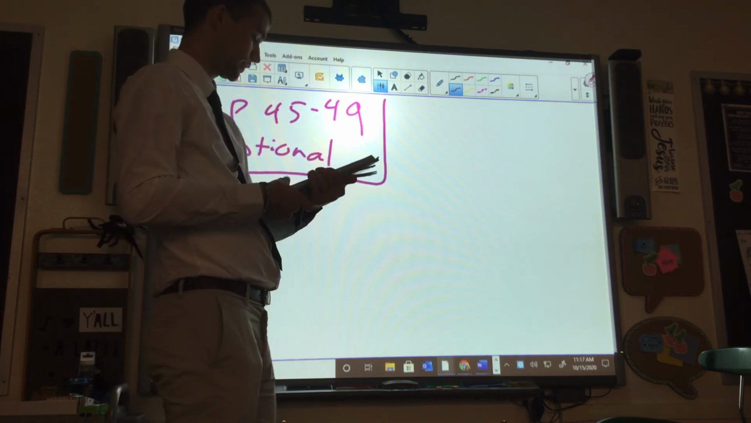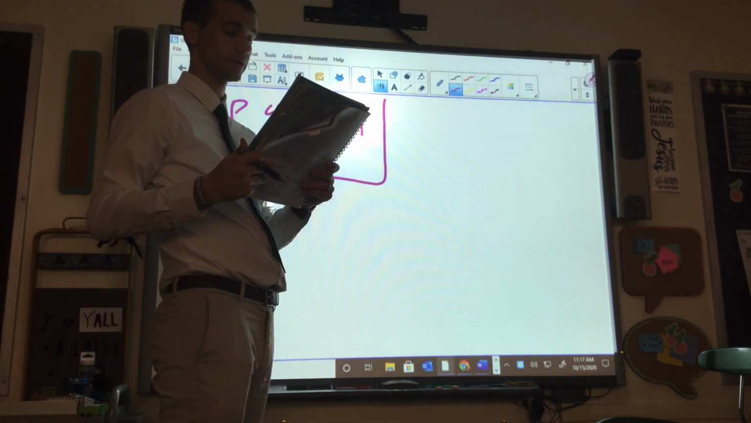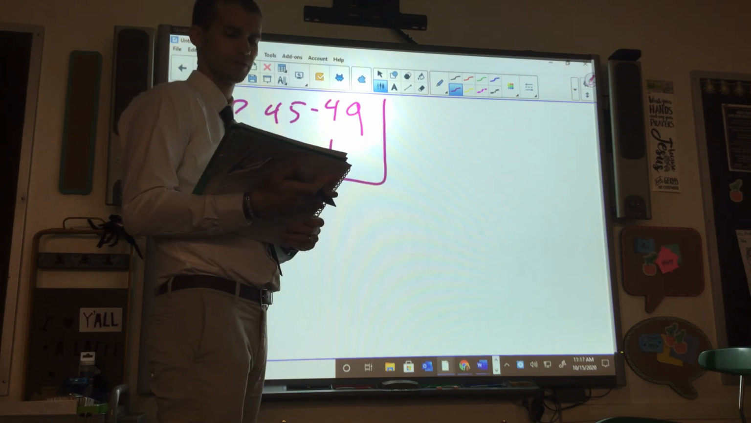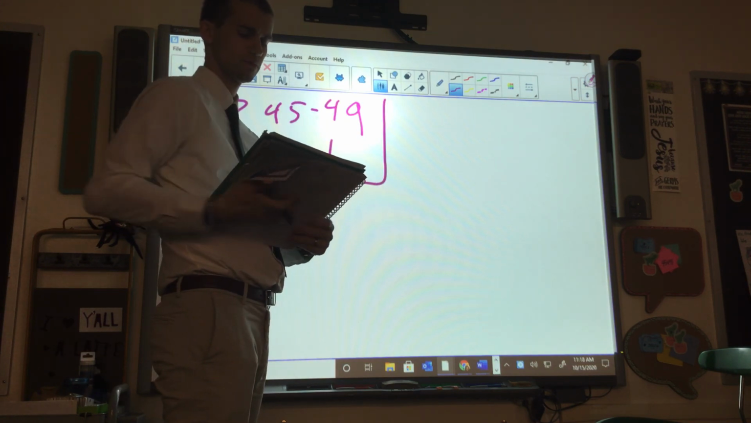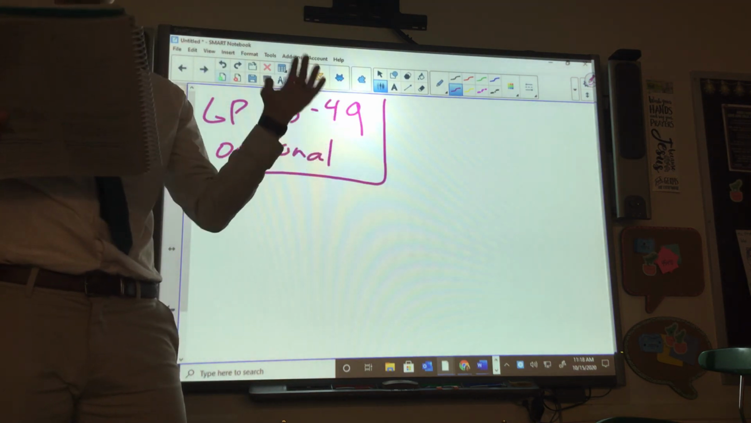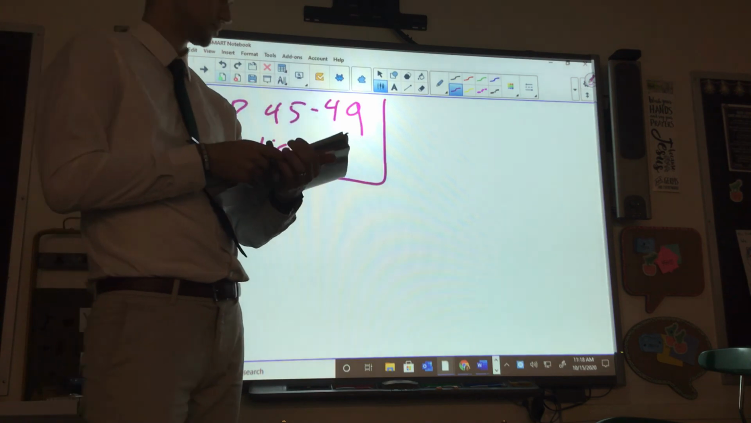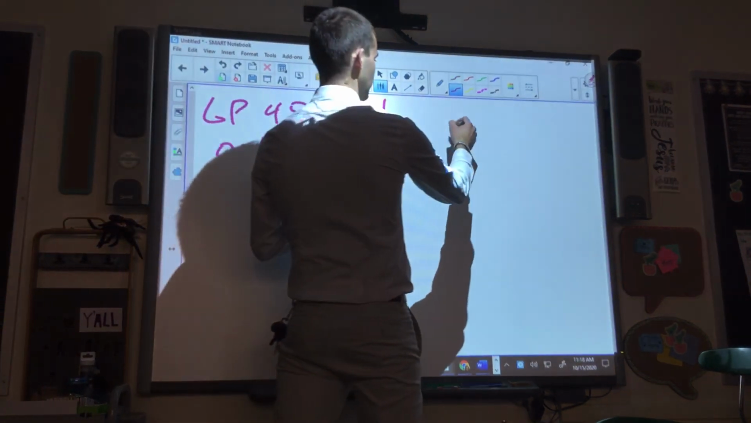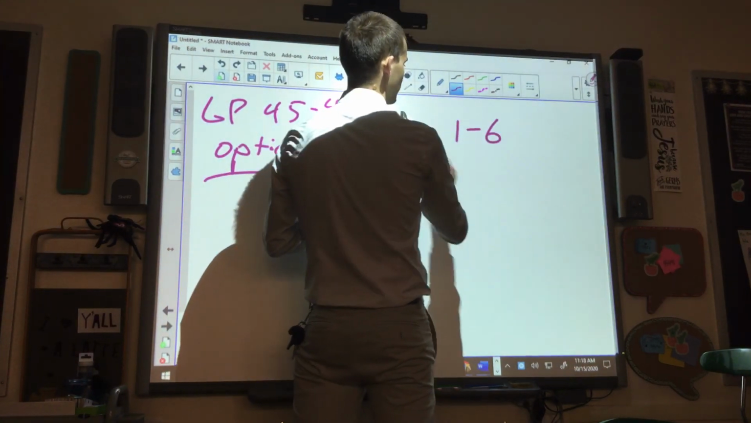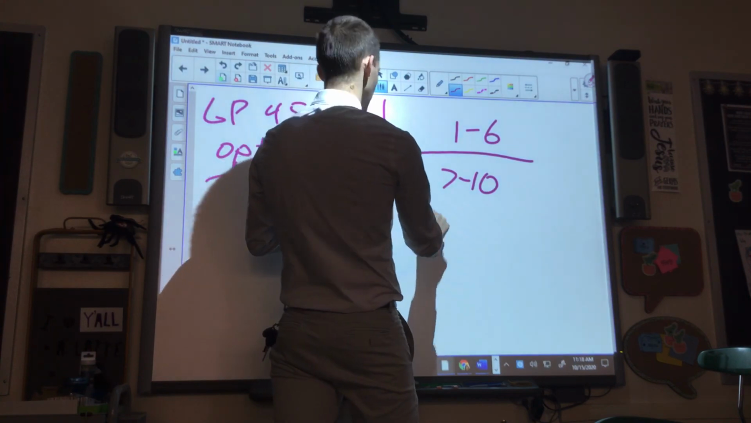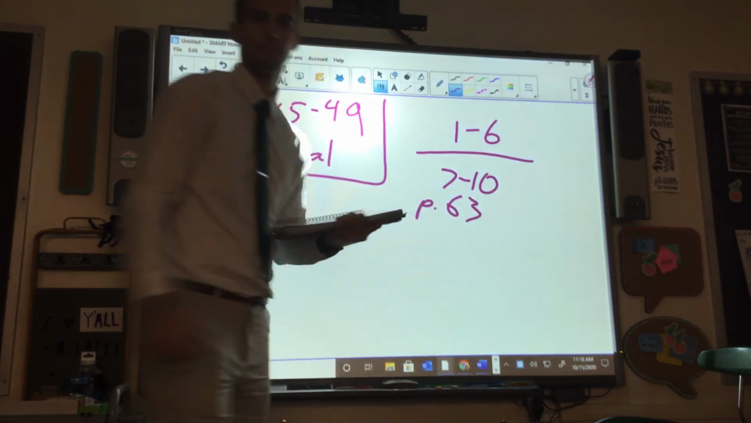But for the actual assignment, before I gave you guys, oh, I forgot to write it down. What was the assignment I gave you guys before? 1 through 6. Okay, 1 through 6 was the first part, and today you get 7 to 10. And this is on page 63, at the bottom of it.